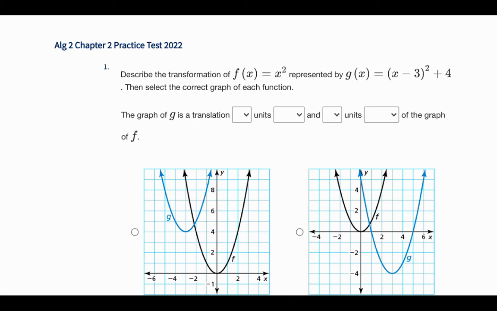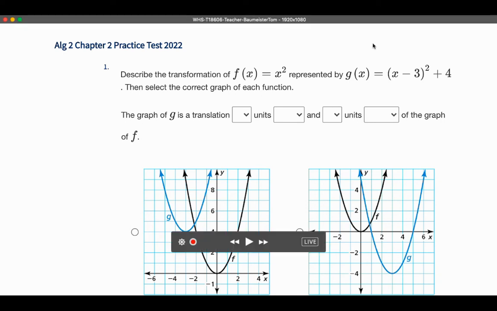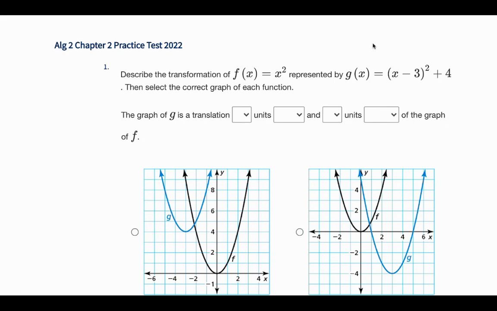Once I do that, the first thing I suggest is that you go ahead and look at your vertex. Remember, your vertex is going to be the opposite of that one, so it's going to be positive 3, and it's going to be the same as that one, so it's going to be 4.